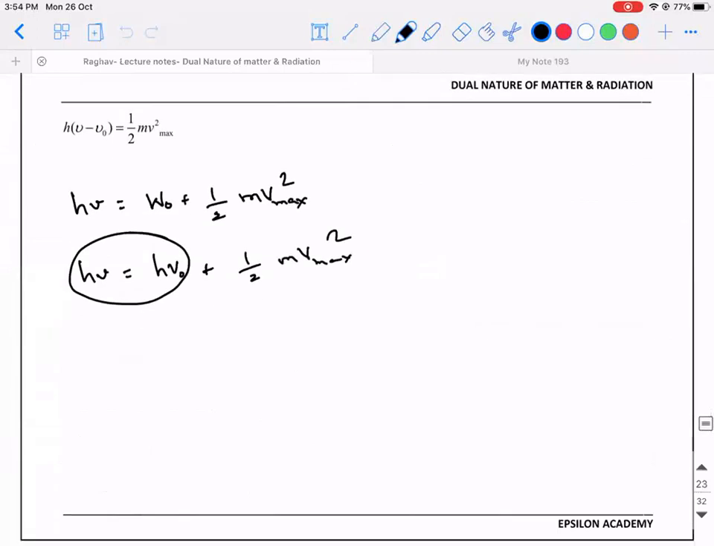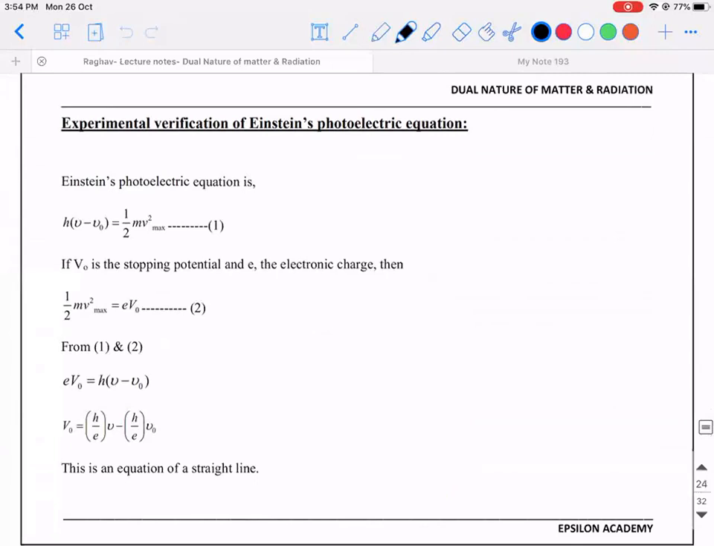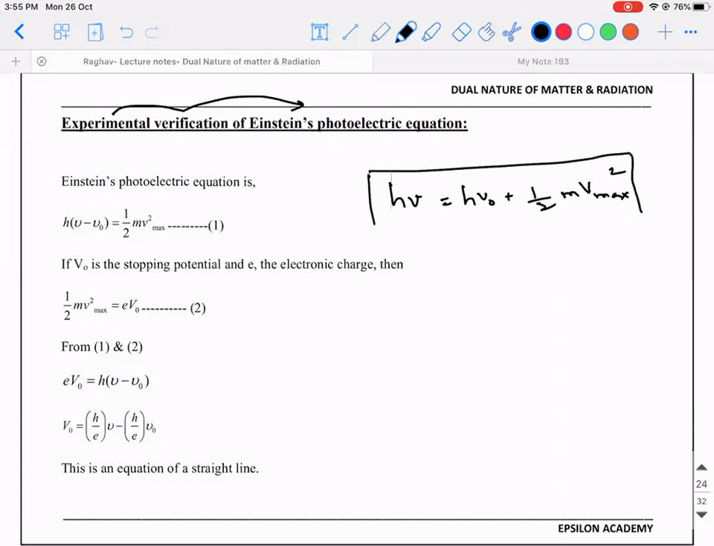Okay. So from here, we are going to do some other manipulation. Experimental verification of Einstein's photoelectric equation. That is, the theory proposed by him is h nu is equal to h nu naught plus half m v max square. Okay, I'll leave it as it is. So this is the theory proposed by him. But the experiment told us that e V naught is equal to half m v max square.